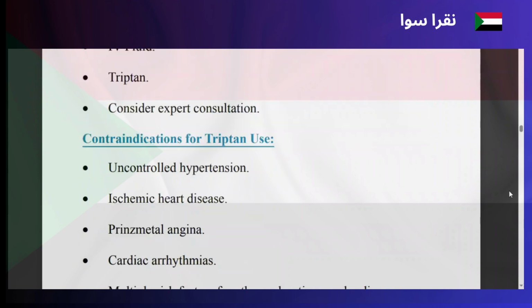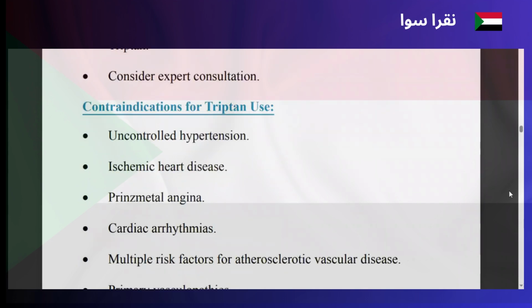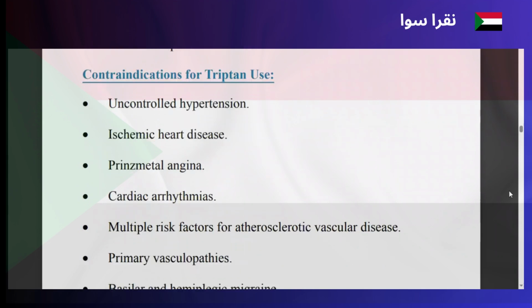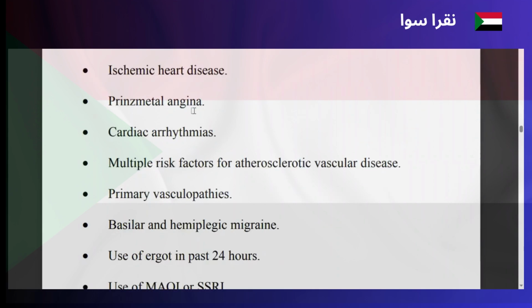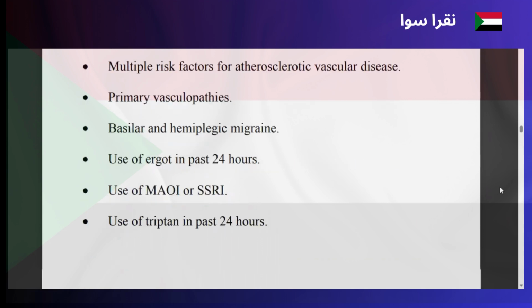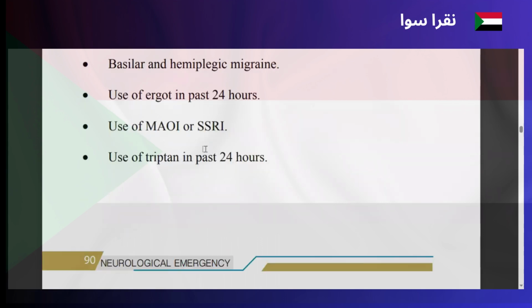There are contraindications for triptan use: uncontrolled hypertension, ischemic heart disease, angina, cardiac arrhythmia, multiple risk factors for atherosclerotic vascular disease, primary vasculopathy, basilar and hemiplegic migraine, use of ergot in past 24 hours, use of MAOI or SSRI, use of triptan in past 24 hours.